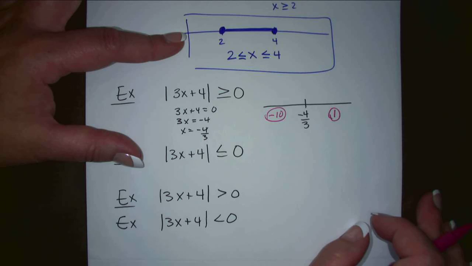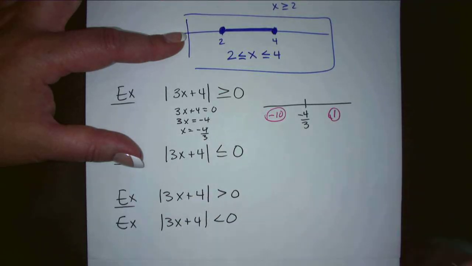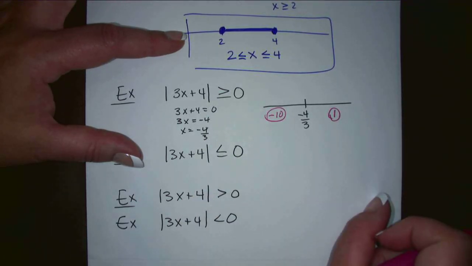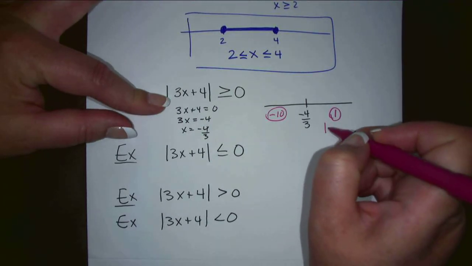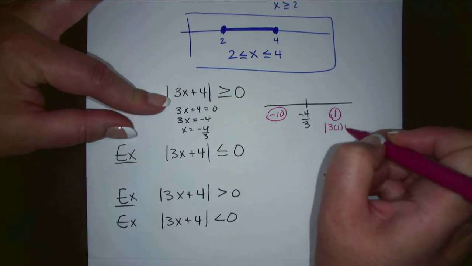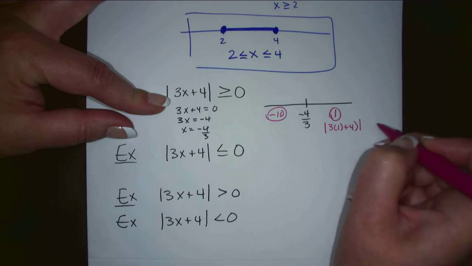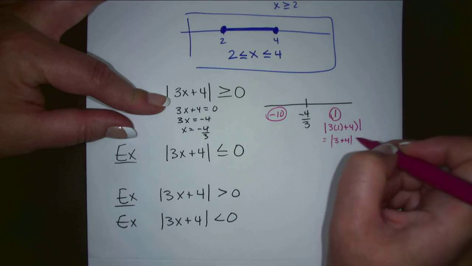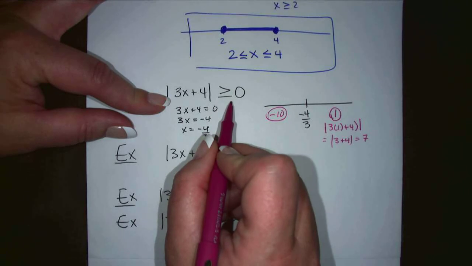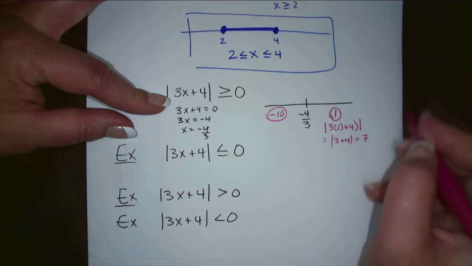You can always test and see which side works. So if we plug in 1, for example, into our original, always go back to the original, 3 times 1 plus 4, we get 3 plus 4, absolute value of 3 plus 4 is 7. Is 7 bigger than 0? Yes. So this side works.